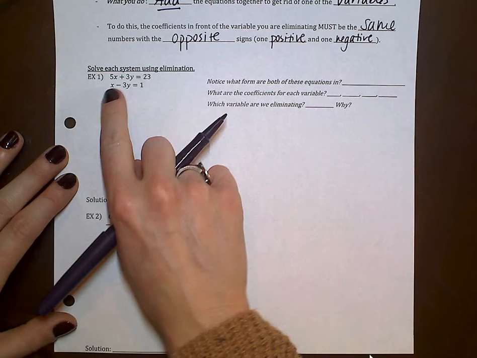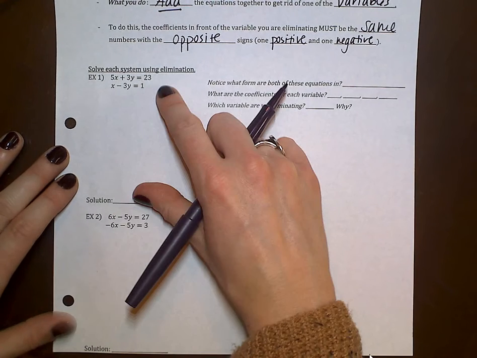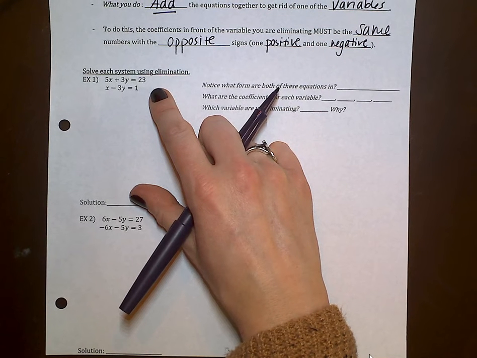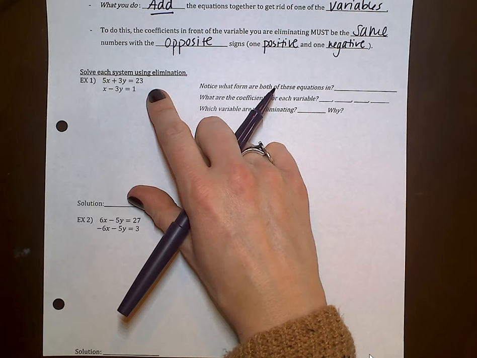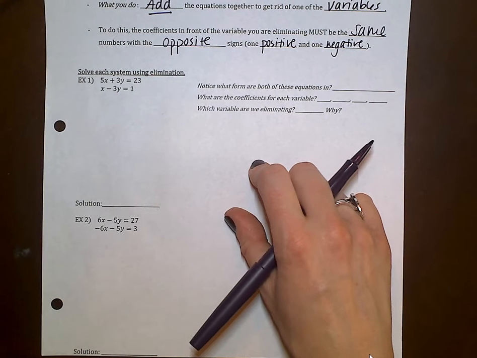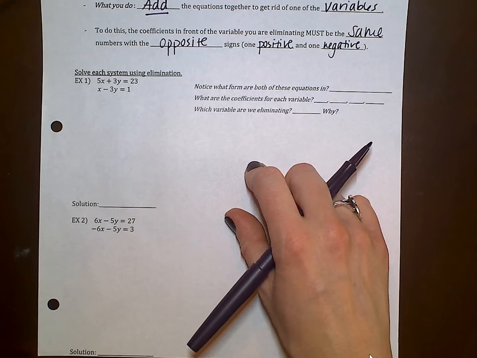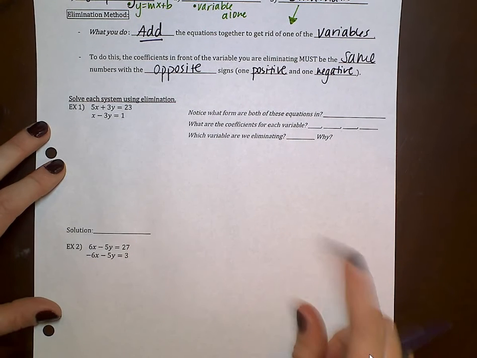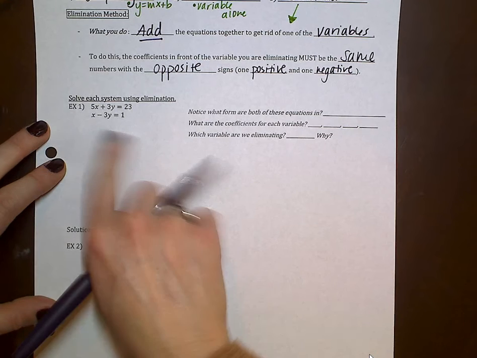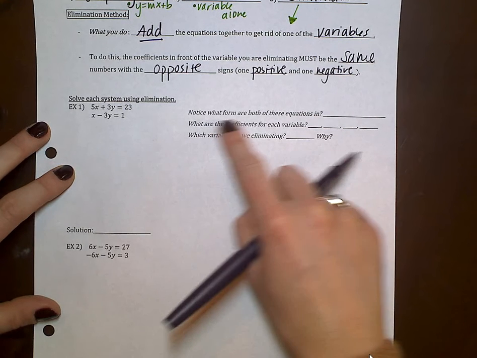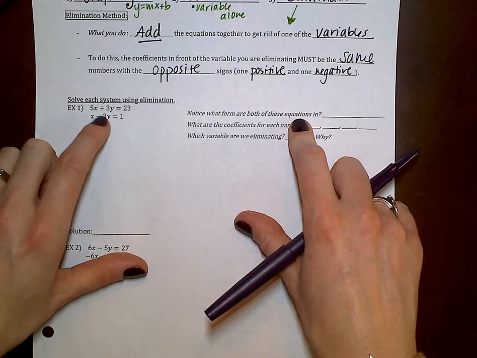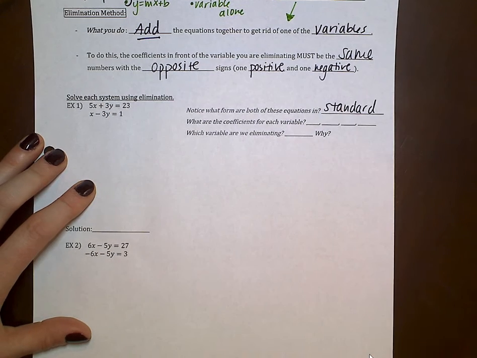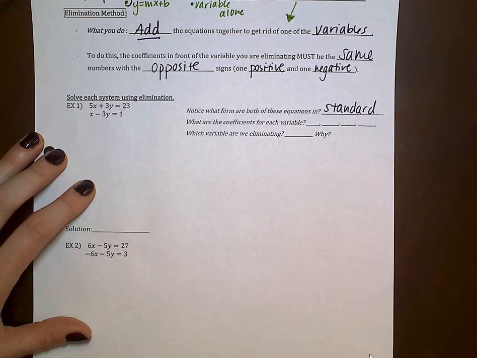If I look at example 1 here, and if you remember for substitution, the first day we did problems that were set up nicely for substitution. And then the second day we did more challenging examples that weren't set up nicely. We're doing that same thing with elimination. So all of these are pretty much going to be set up nicely. In example 1, notice that both of these equations are in standard form. We don't want mx plus b on these, we want standard form.